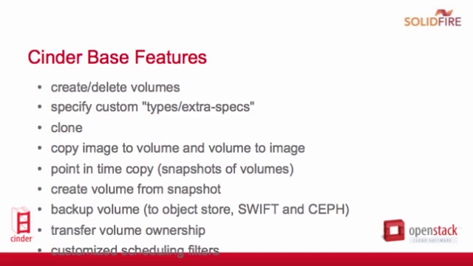So you can copy that image down to a volume, or you can take a volume that you have that's bootable and actually send that back up to Glance as well. So what that does is that allows you to do the whole boot from volume thing. You can also do point-in-time copies, so snapshots. You can also turn around and create a volume from those snapshots.